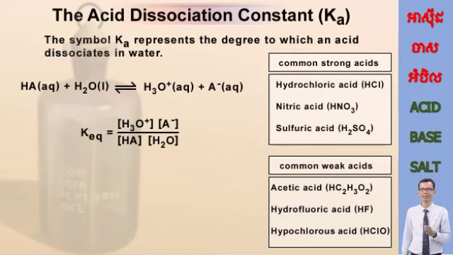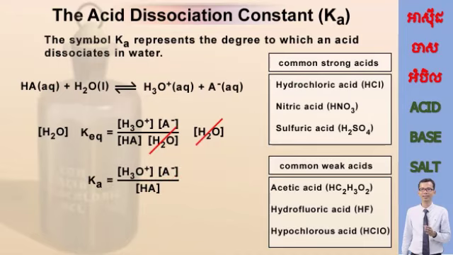As with the ion product constant, the concentration of water in the dilute solutions made by weak acids is essentially a constant. Multiplying both sides of the equation by the concentration of water removes the term from the denominator on the right side of the equation and separates the variables from the constants. The product of the two constants on the left side, Keq and the concentration of water, gives a new constant, Ka, called the acid dissociation constant.